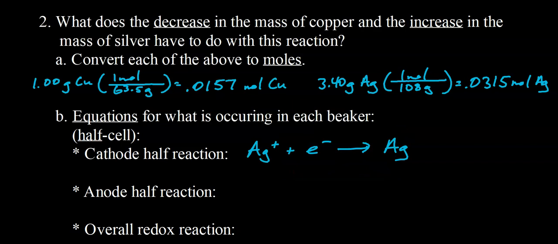All right, how about in the anode half reaction? So what process occurs at the anode? Well, the word anode starts with a vowel. So the anode is where oxidation occurs. So again, let's take a look at our galvanic cell.